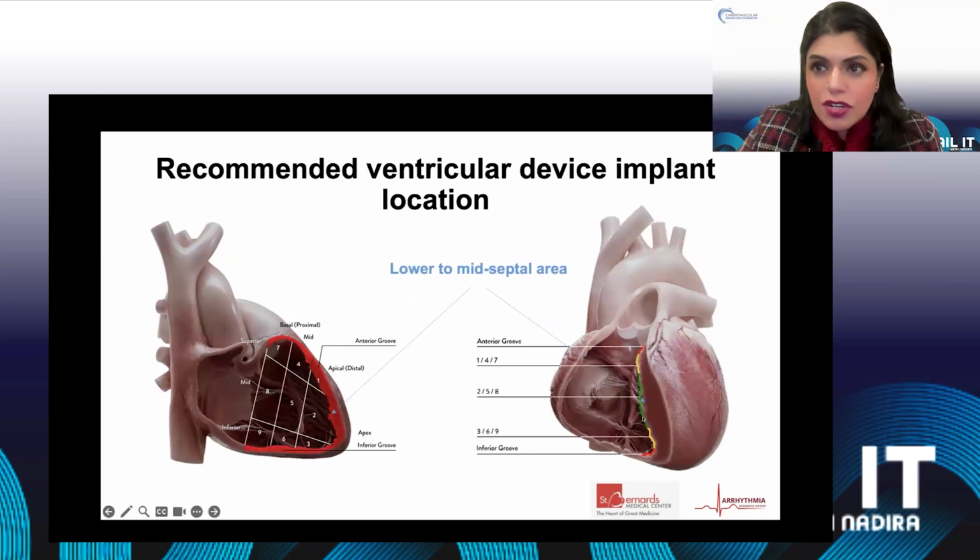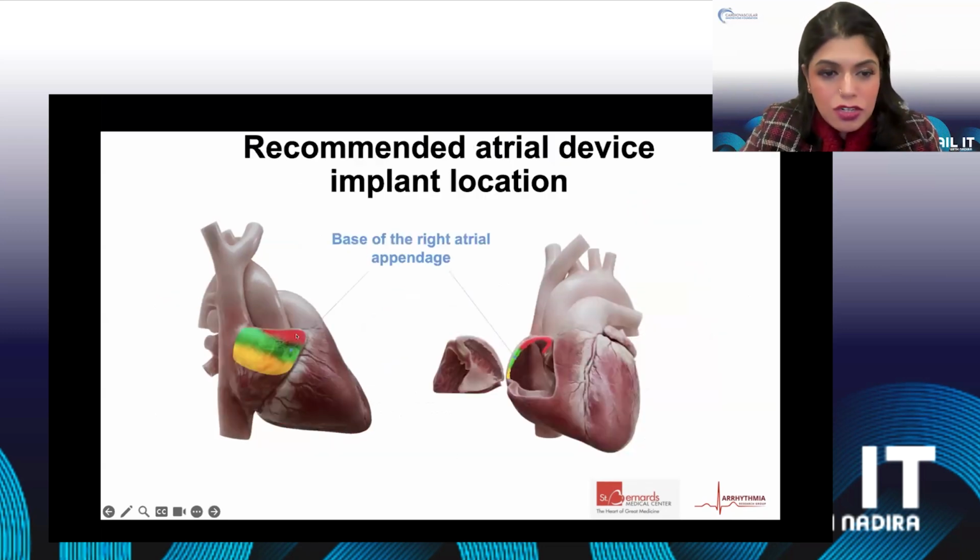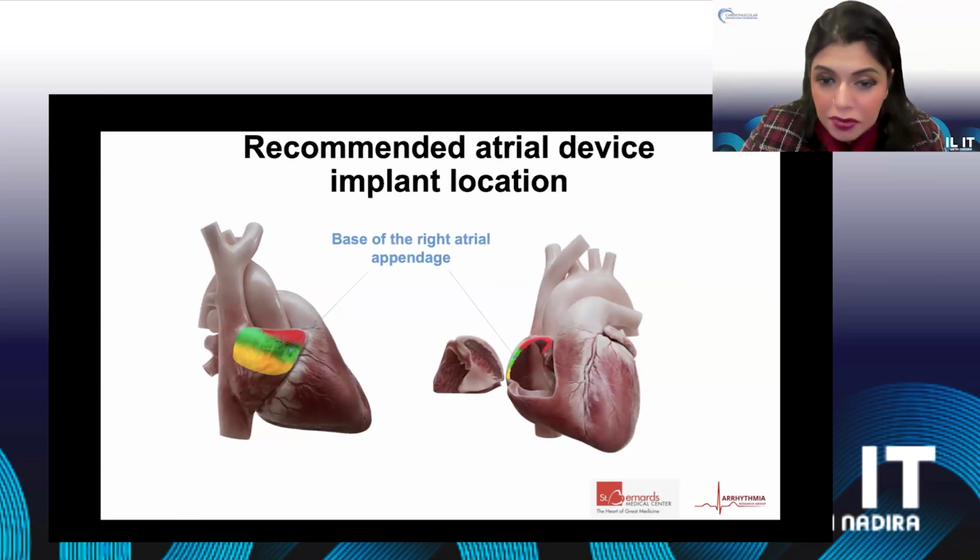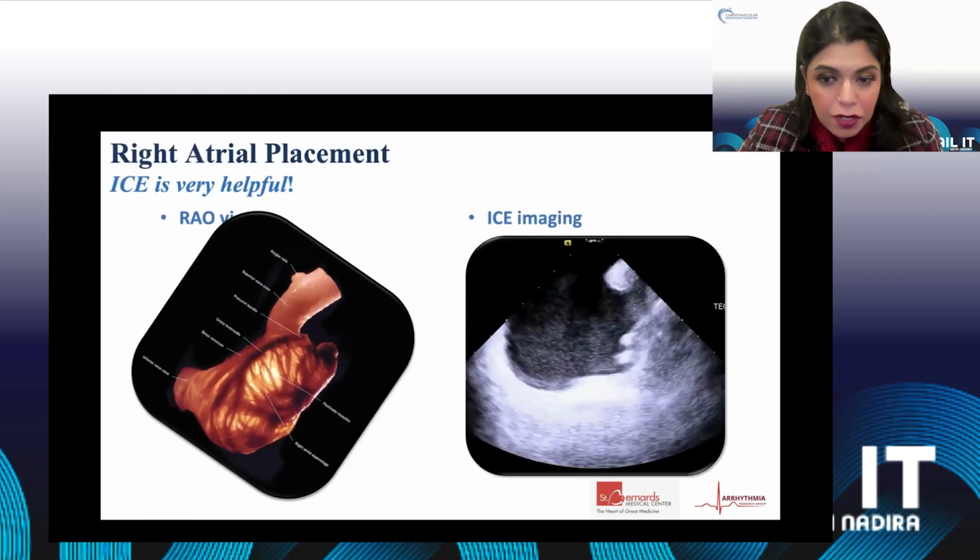We usually aim for what we call the mid-septal area. We stay away from the septal leaflet and implant it in that mid-septal area. And for the atrial device, we like to go into the base of the right atrial appendage. Obviously, we can go into other areas, but that's our preferred location.